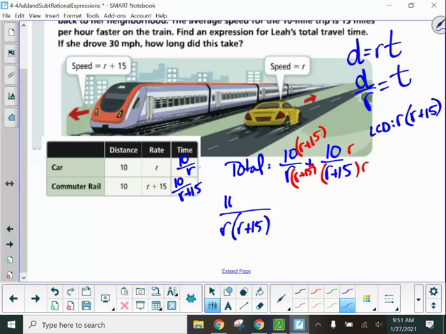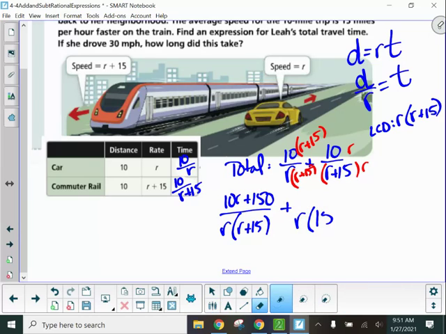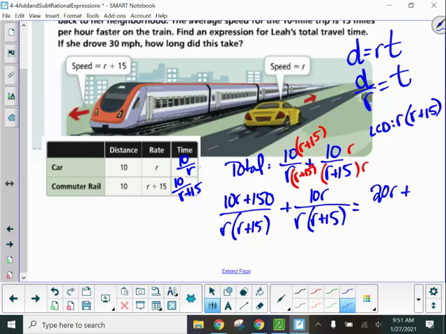On top of the first one, I'm going to have 10R plus 150. Second fraction, again, has the same denominator. On top, I'm going to get a 10R. When I combine those together, I'm going to get 20R plus 150 over R times R plus 15. So that's my expression. That's half of my answer.